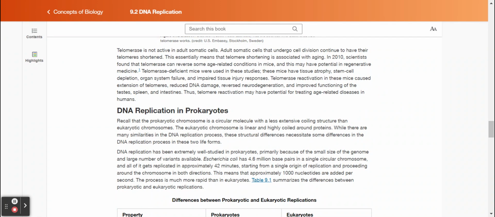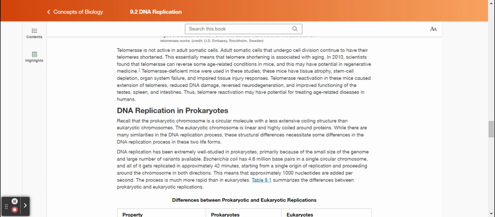Telomerase is not active in adult somatic cells. Adult somatic cells that undergo cell division continue to have their telomeres shortened. This essentially means that telomere shortening is associated with aging. In 2010, scientists found that telomerase can reverse some age-related conditions in mice, and this may have potential in regenerative medicine.